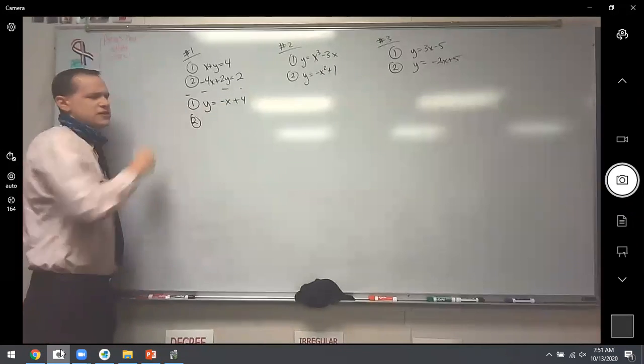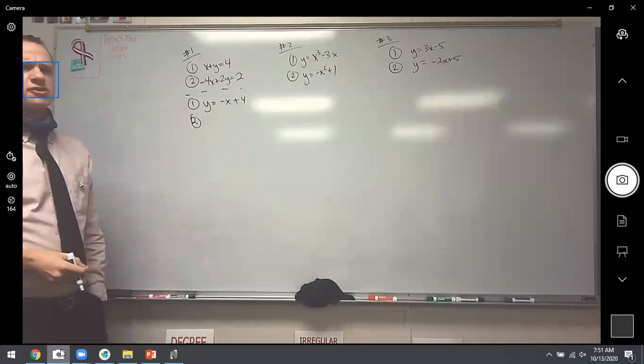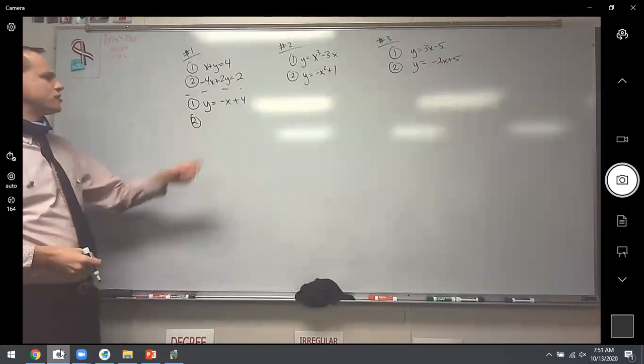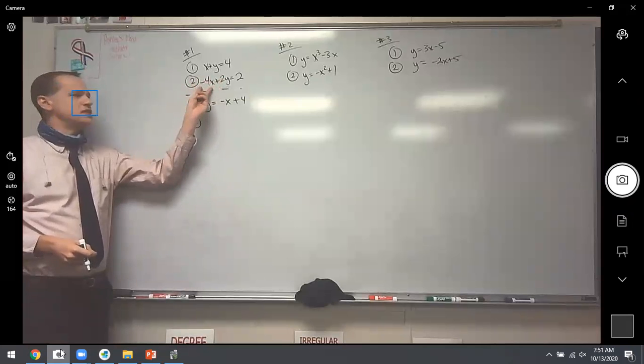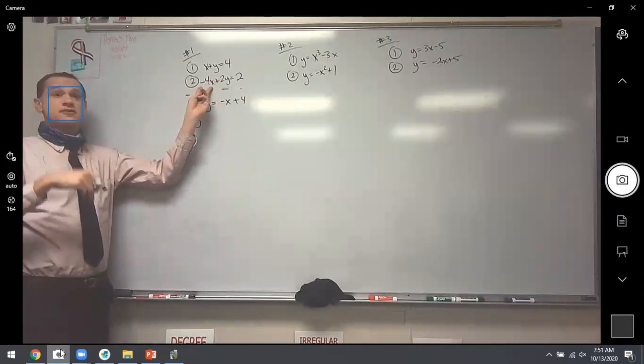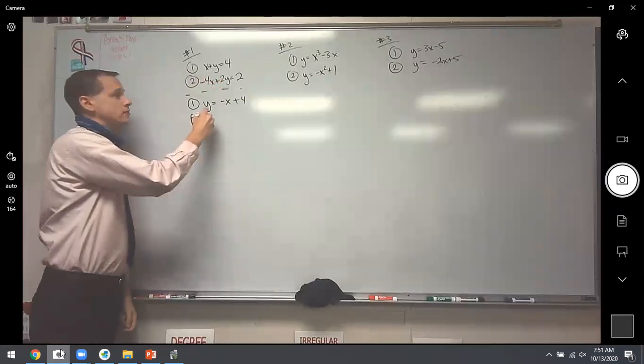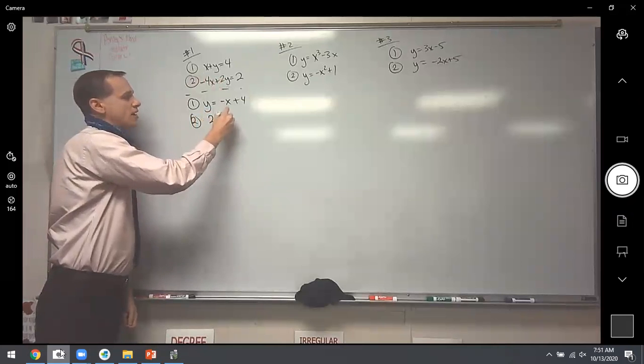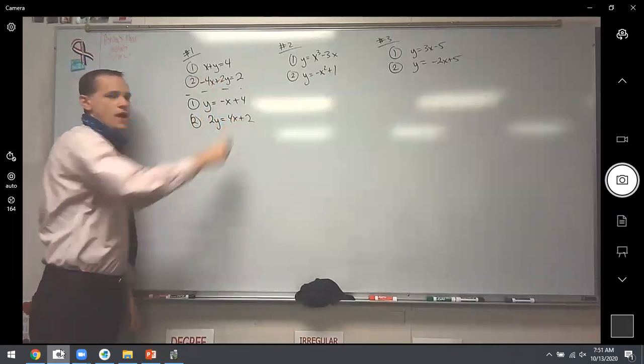Equation 2 looks like it's going to take a couple steps to get in the right format, but that's okay. First things first, what's over here besides the y's? You got this negative 4x. Really, let's just move that to the other side. So we'll add 4x to both sides. So that would leave you with 2y equals positive 4x plus 2.